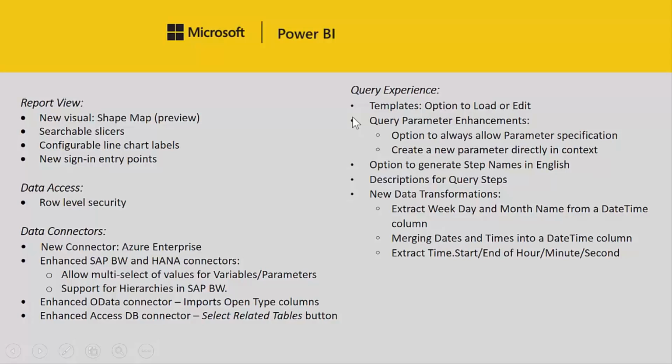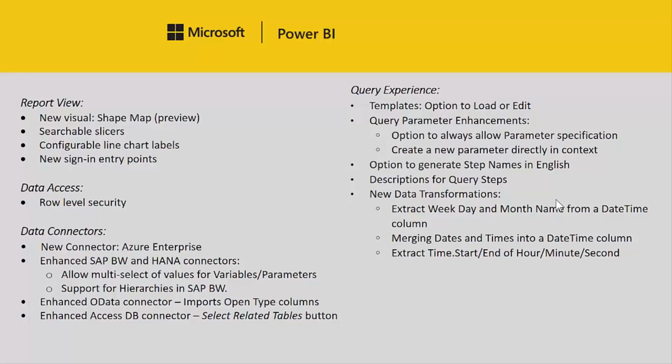Moving on to data connectors, we have one new connector to Azure Enterprise, and we also have some enhancements to our existing connectors. So the SAP BW and HANA connectors allow multi-selective values for variables and parameters, and they also support hierarchies in SAP BW. The OData connector now imports open type columns, and the Access database connector has a new button which can select related tables.